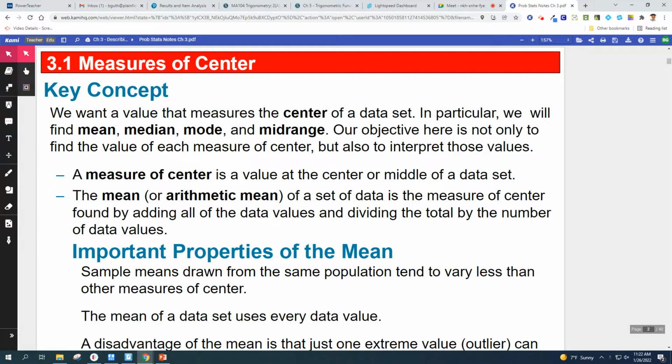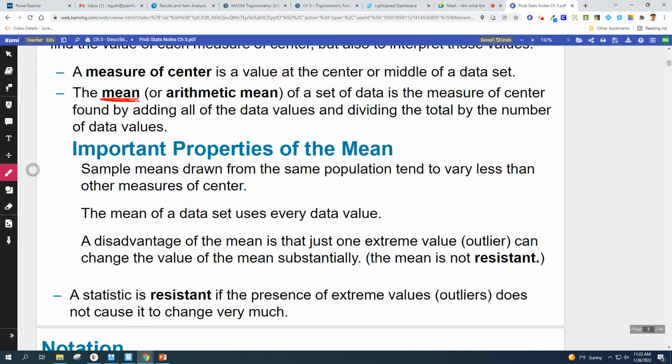So a measure of center is literally just the value at the center or middle of a data set. And we like finding these. We like finding the mean or arithmetic mean because we know how to do that already. When you find the mean, you add up the numbers and you divide by the number of numbers. We already know this. Add all the data values and divide by the total number of data values. That's mean. That's the same as it's always been. That's one of our measures of center.